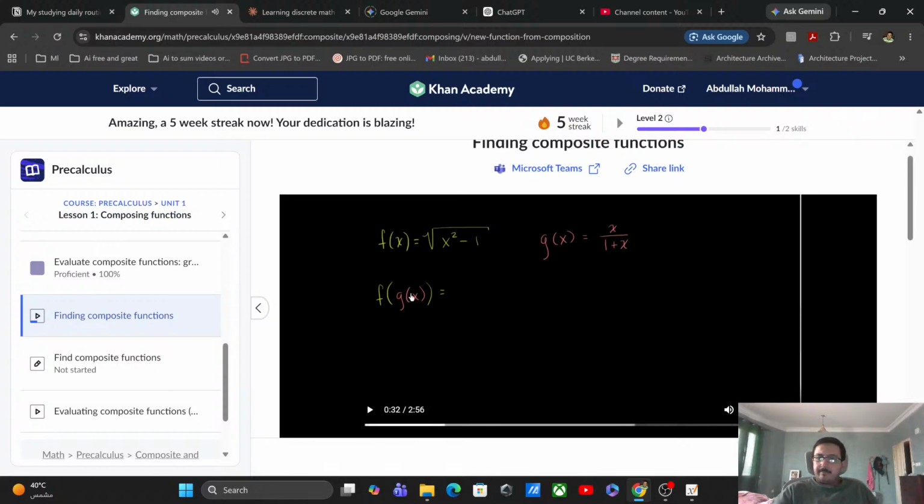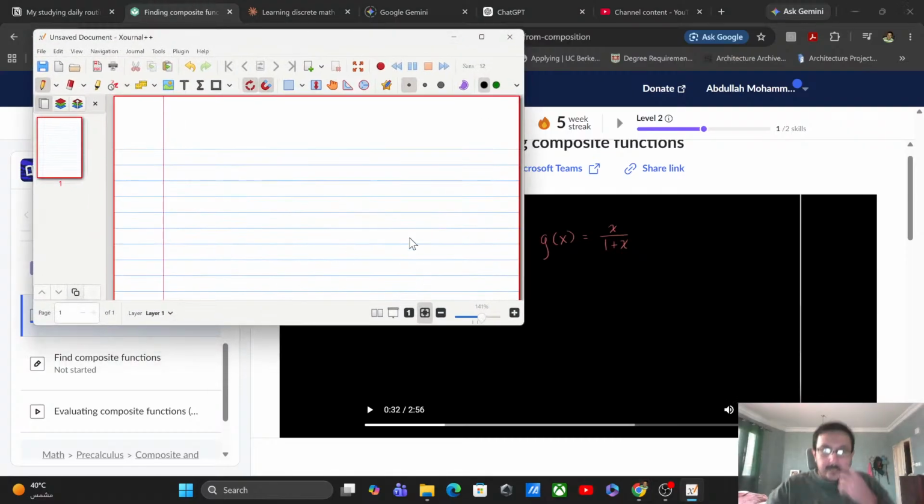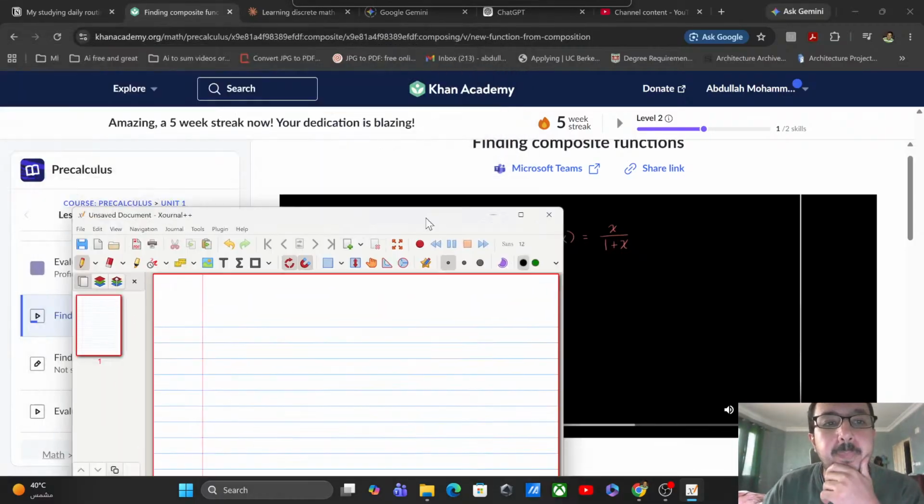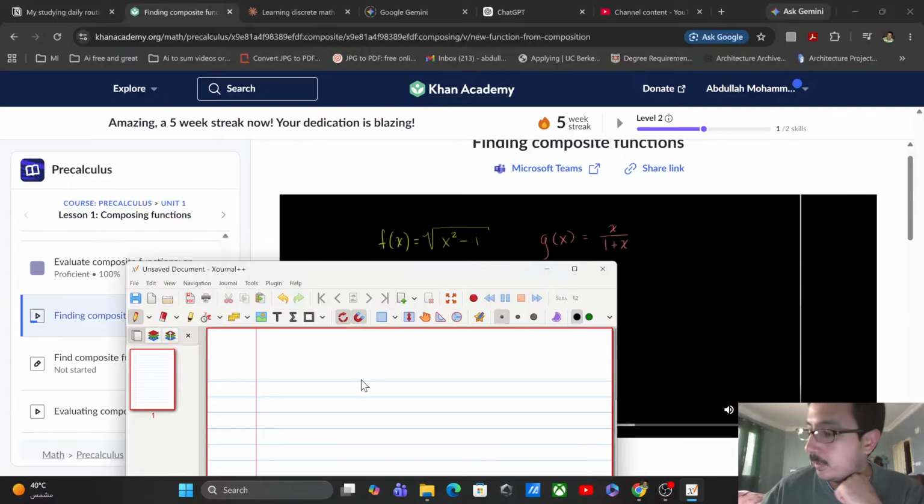So f of g of x is going to equal this: the x squared is going to be x over 1 plus x squared minus 1. So to go with this.